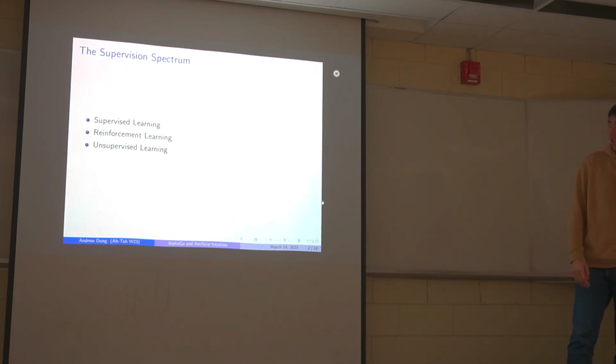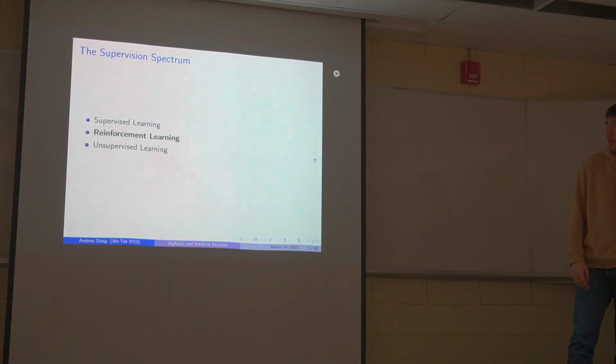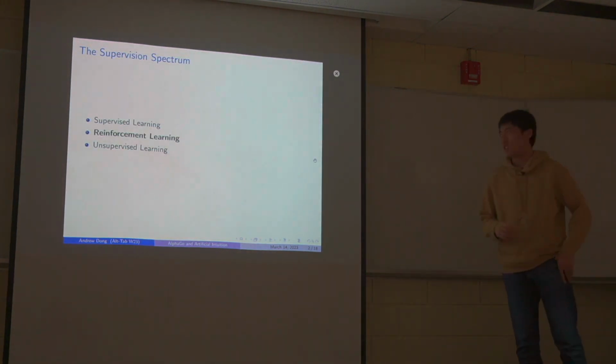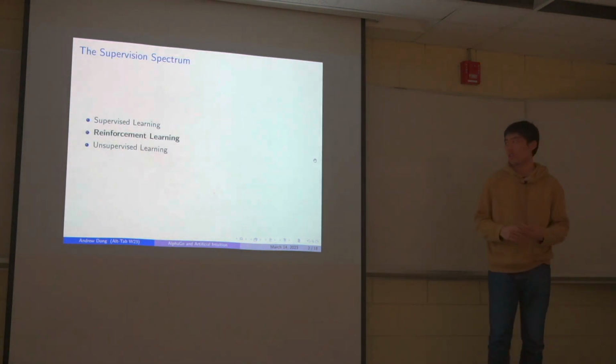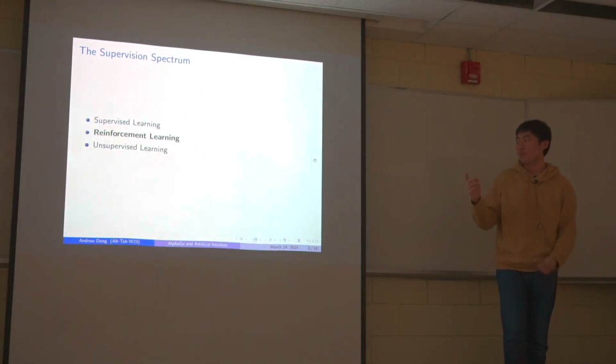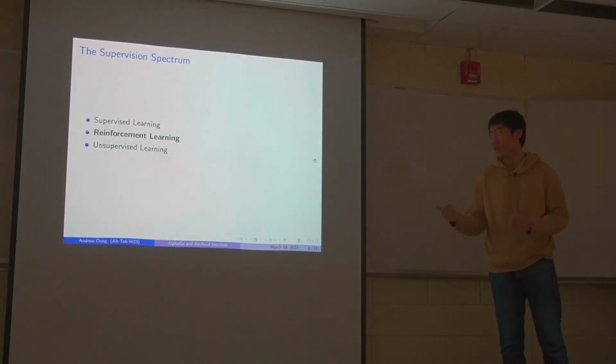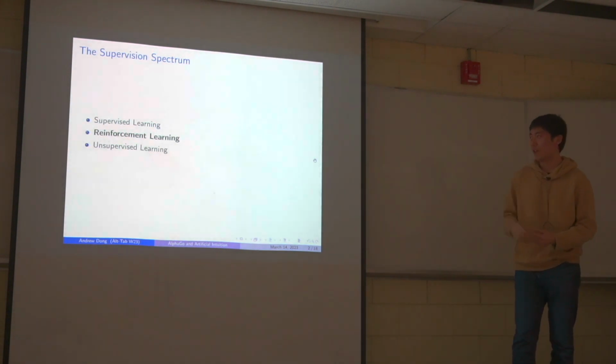But today we'll be looking at reinforcement learning, which is kind of a middle ground between the two. So supervised learning is where humans are involved with every label, labeling everything. Unsupervised is not really any labels.